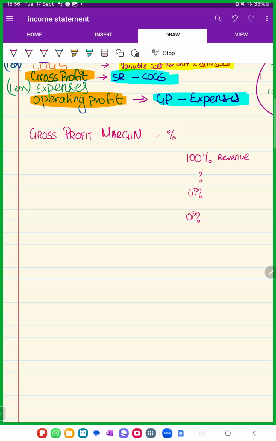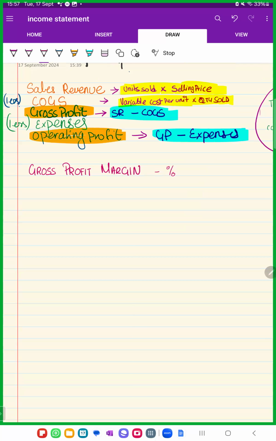Your gross profit margin and the gross profit is always going to be higher than the operating profit. Why? Because it's basically the rough profit without the expenses. You haven't deducted anything. So this is always going to be higher than this one, which logically makes sense. So how to calculate your gross profit margin? For that you will always need the gross profit.